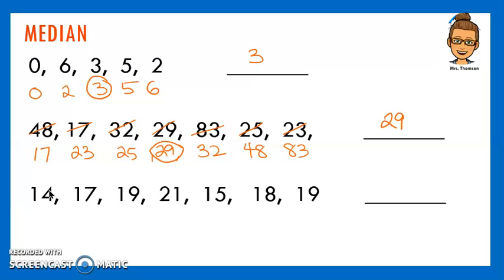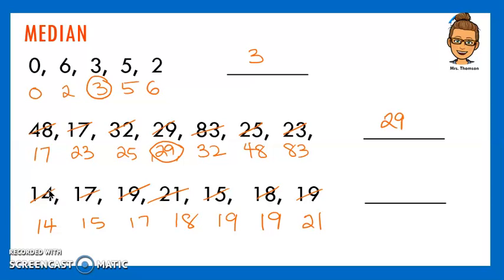The median is 29. All right, let's quickly do this last one. We have to put it in order again. We start with 14, then 15, and then 17, then 18, and then 19. You notice that we have two 19s. You have to put them 2 times. 19 and 21. So let's see which one we have.